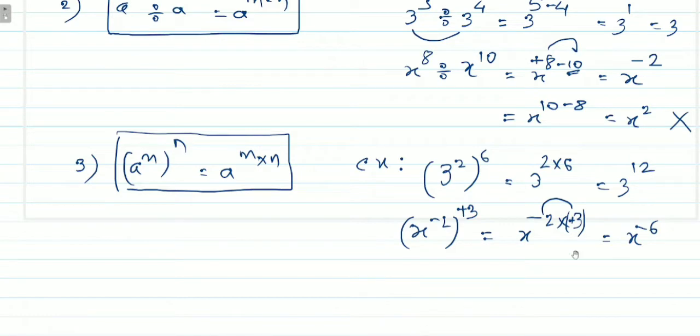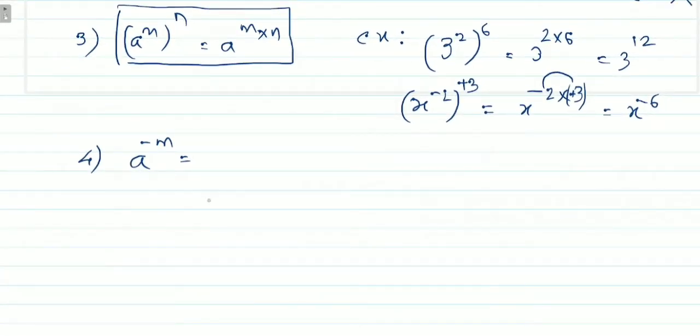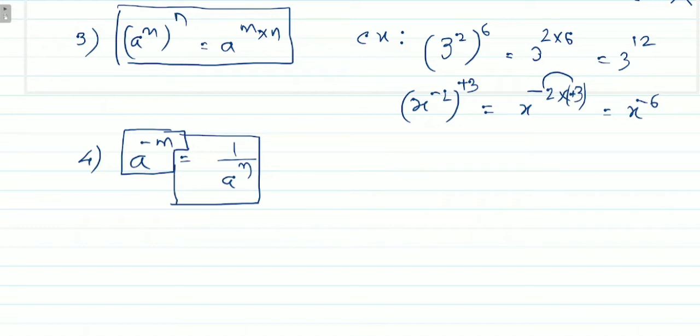We can also change the sign of the power by using the next formula. If a term has a negative power, a raised to power minus m is there, and if I want to write this term with a positive power, then I just have to write this term below 1 and the sign of the power is changed. So for example, take this question only, x raised to minus 6, I can write this as 1 by x raised to power 6, the sign of the power will change.